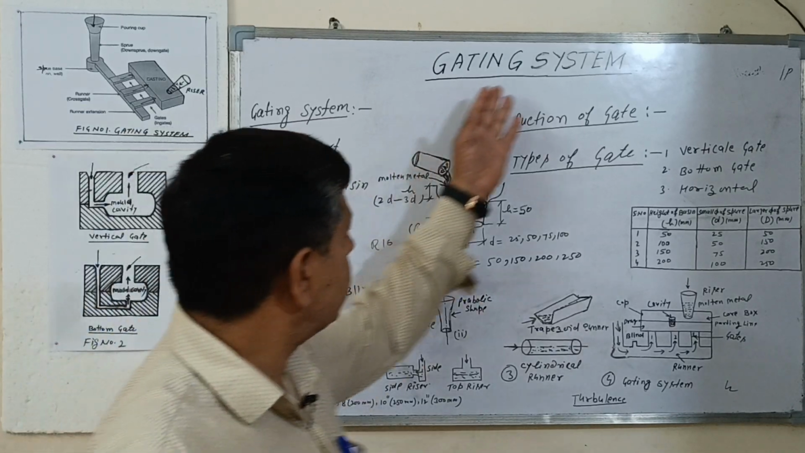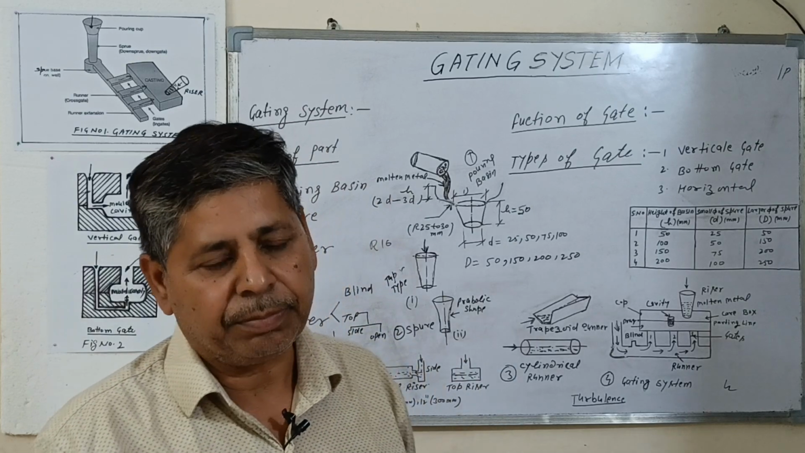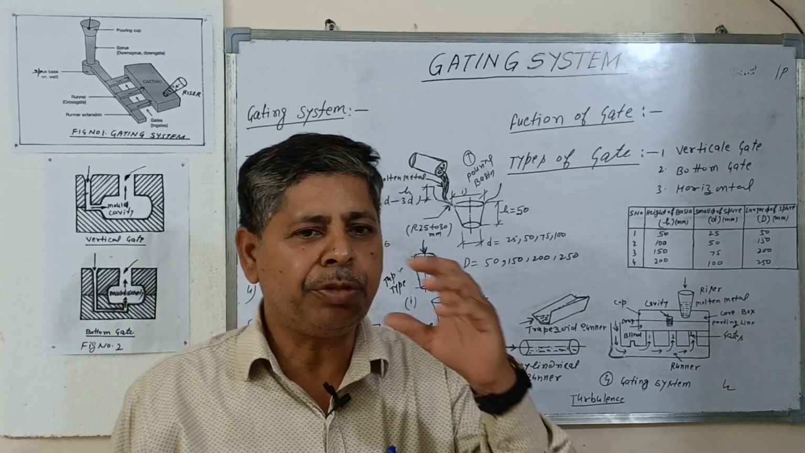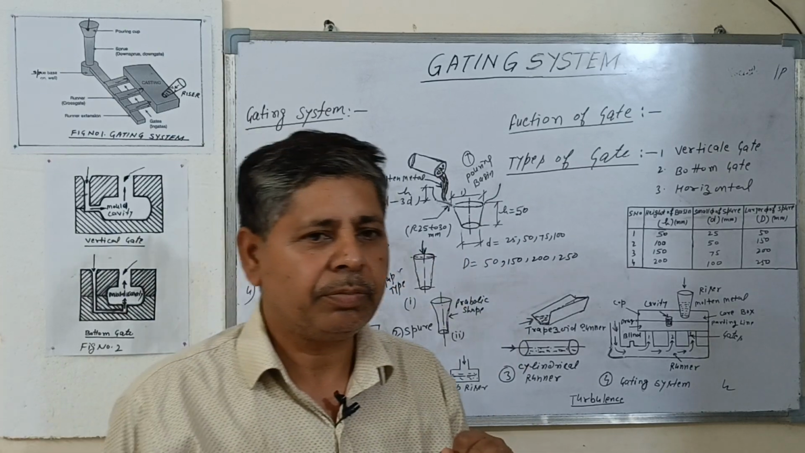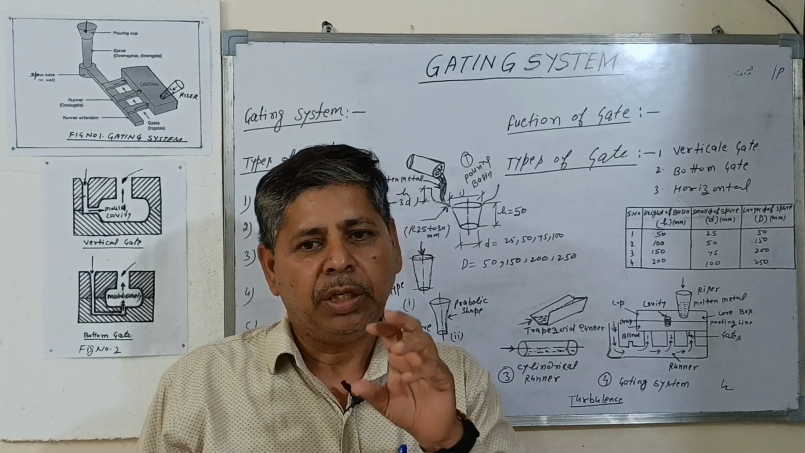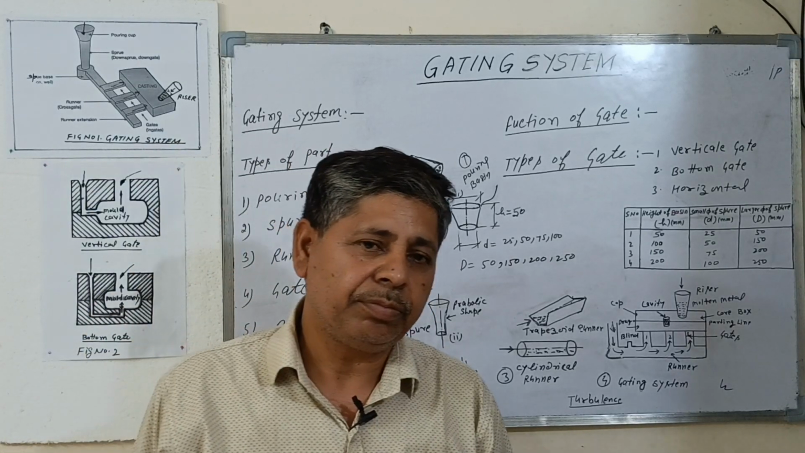Today my topic is the gating system. First I am telling you about casting. So what is casting? When molten metal is poured into a mold cavity and, after solidification, the component is carried out from the mold cavity, this process is called casting.